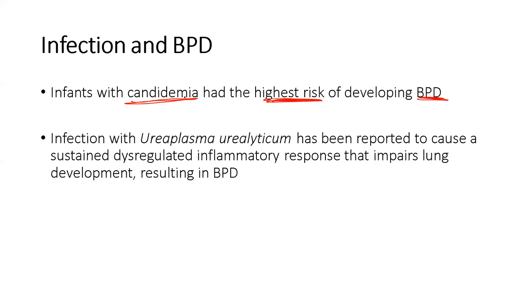But candidemia is considered the highest risk of developing bronchopulmonary dysplasia. The second is Ureaplasma. Ureaplasma has been reported to cause bronchopulmonary dysplasia as a result of dysregulated inflammatory response and impaired lung development. In cases of bronchopulmonary dysplasia, they found there is a link between bronchopulmonary dysplasia and Ureaplasma urealyticum. And that's another board question.